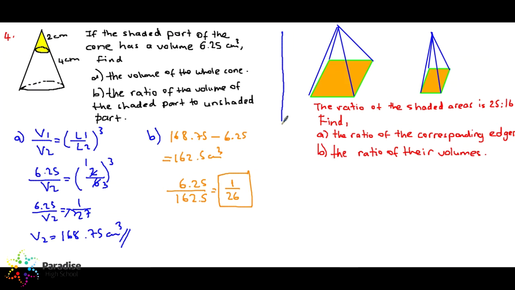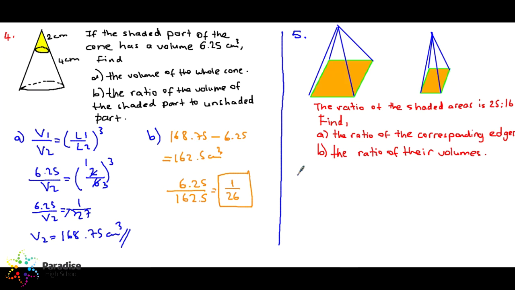Okay, now the final question. This is question number 5. We've got two pyramids here. These two pyramids are similar pyramids. The ratio of the shaded areas, which are the base areas, is 25 to 16. Which one is 25? The bigger pyramid is 25, the smaller pyramid is 16. Find the ratio of the corresponding edges.